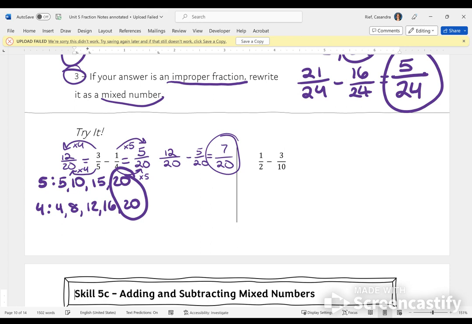Let's try it here for the next one. I have 1/2 minus 3/10. I'm going to find my least common multiple so I can rewrite them as fractions with like denominators. I know for sure I could use 20 because I could multiply 2 times 10 to get to 20, and I could multiply 10 times 2 to get to 20. But I want to see if there's an easier one. So I'm going to list out my multiples.